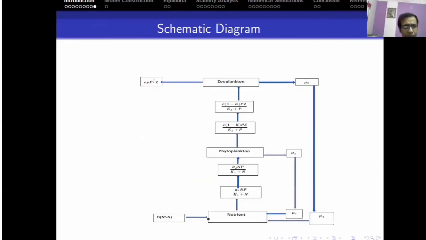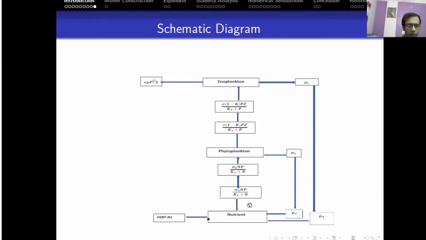This is the schematic diagram of our model. Here, this is the nutrient, that is N. Phytoplankton we denote by P, and zooplankton we denote by Z. Here, alpha 1 is the uptake rate of a nutrient, alpha 2 is the conversion rate of a nutrient, so alpha 1 is greater than or equal to alpha 2. Here, C1 is the predation rate of phytoplankton by the zooplankton, and E is the conversion rate. Here also K1, K2 are the half saturation constants.